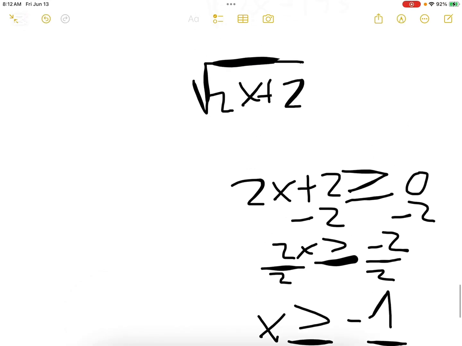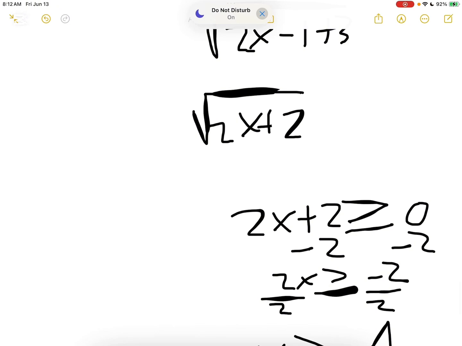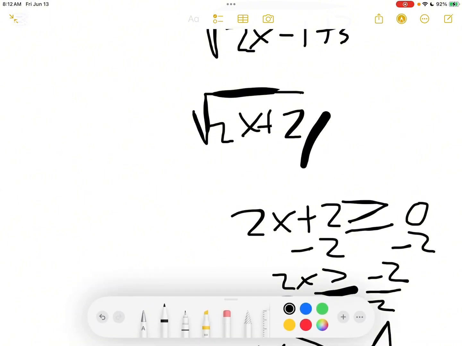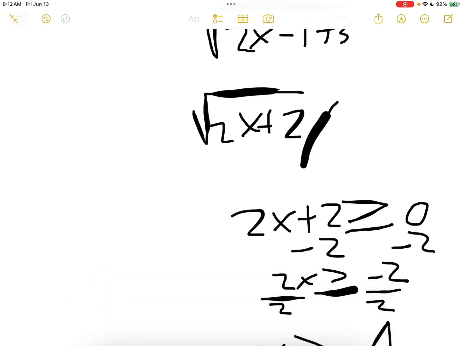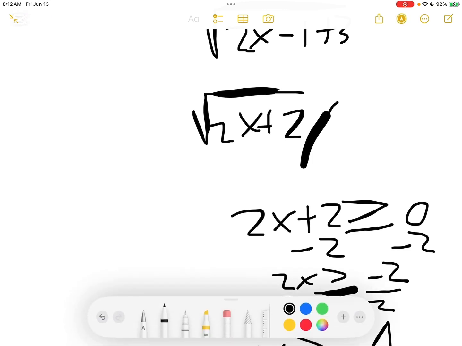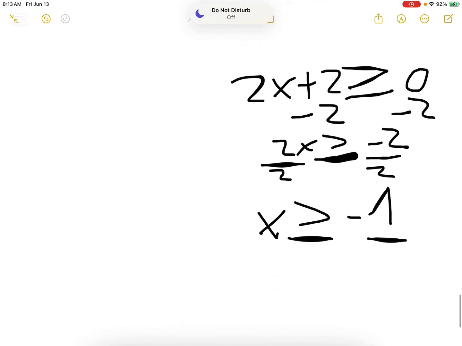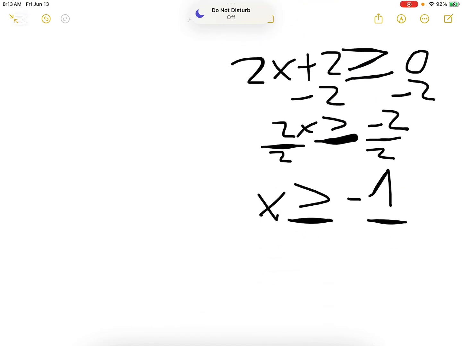And you can prove that. If this were negative 1, 2 times negative 1 would be negative 2. Negative 2 plus 2 would be 0. 0 square rooted makes it unsolvable. Therefore, proving that our domain has to be greater than or equal to negative 1. That x has to be greater than or equal to negative 1, excuse me.